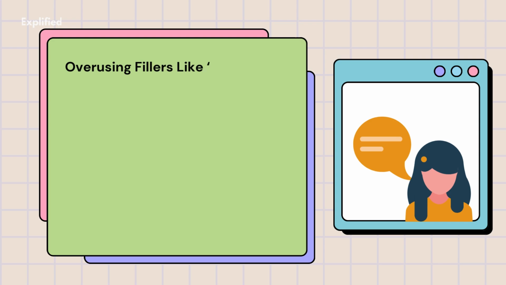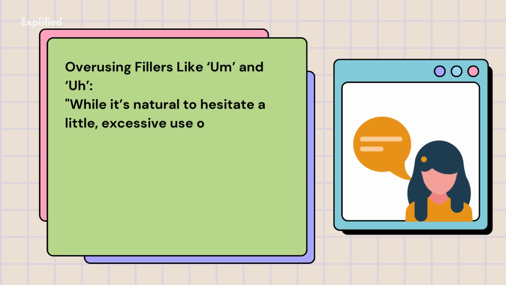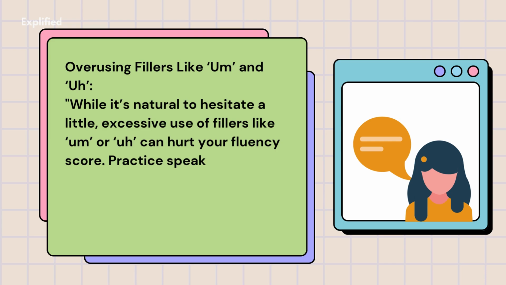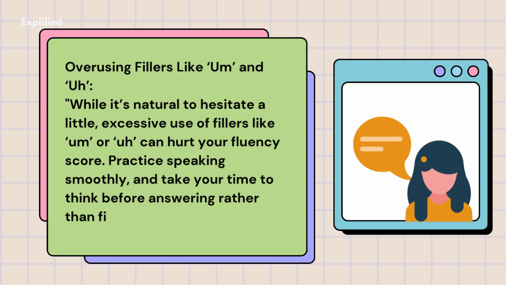Overusing fillers like "and". While it's natural to hesitate a little, excessive use of fillers can hurt your fluency score. Practice speaking smoothly and take your time to think before answering rather than filling the silence with unnecessary words.